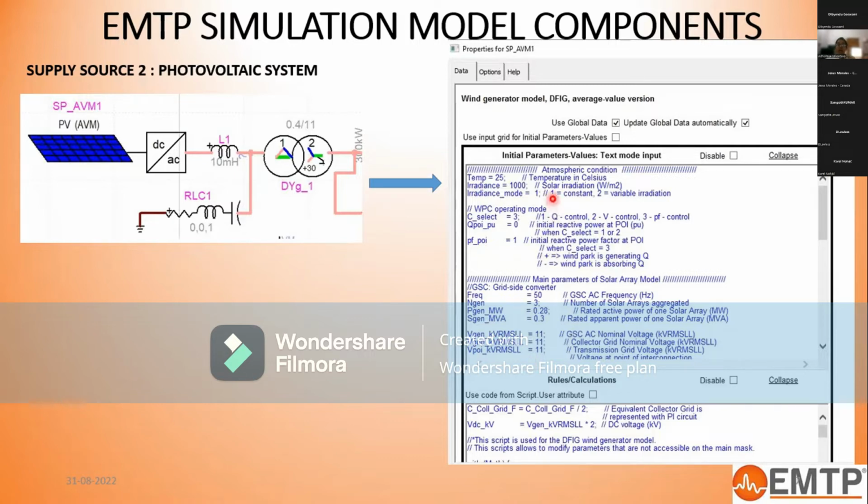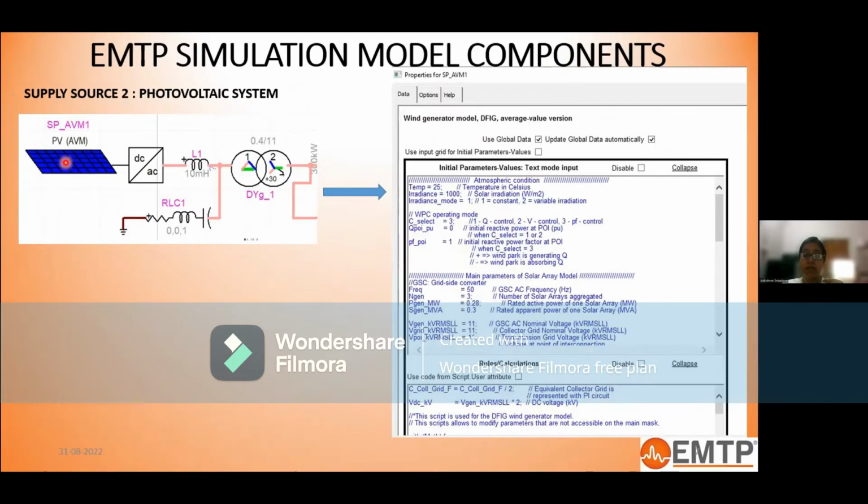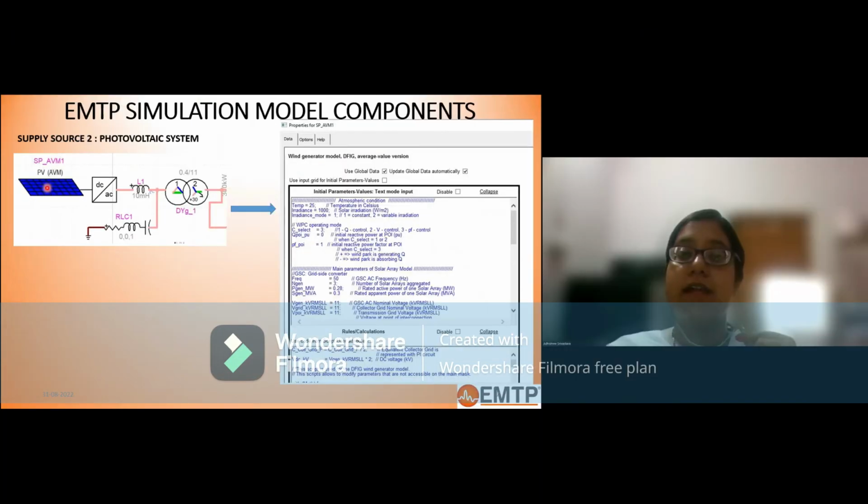So the flexibility is so high that we can just change the values here and we can easily get various models of PV. This was also missing in some other software which I tried to work with, but finally I landed with EMTP and there I found these options.